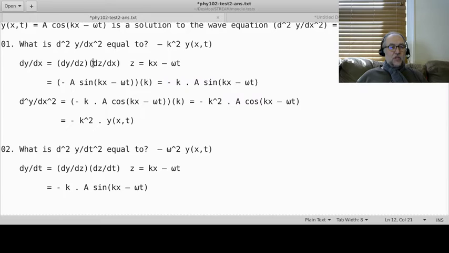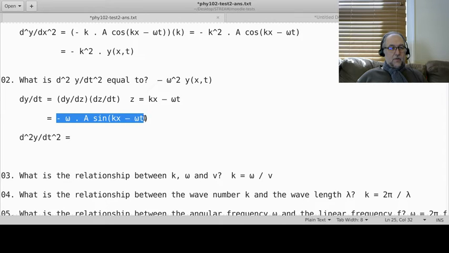But when you differentiate dz by dt, you're not going to get k, you're going to get the omega. All right, and so you'll get an omega there like that. And that's the first derivative. If you take the second derivative, d2y by dt squared, basically you're differentiating this now, okay? And when you differentiate the sine, you get a cosine, but then you still have to differentiate the entire argument with respect to time, and so you're going to get an omega squared in there like this, okay?